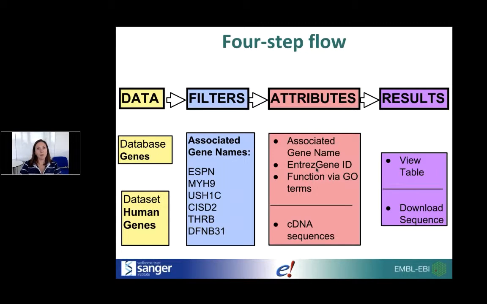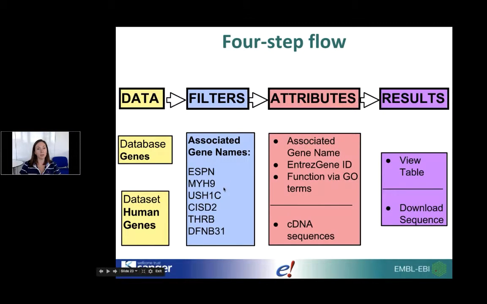So just going through the 4-step flow here, the database that we're going to pick is genes. So we had a genes database, a regulation database, and a variation database. But because we're looking at genes, we're going to pick the genes database today. And because these were human genes, we're going to pick a human species dataset. The filters that we have, so the information that we have in our query, are genes.